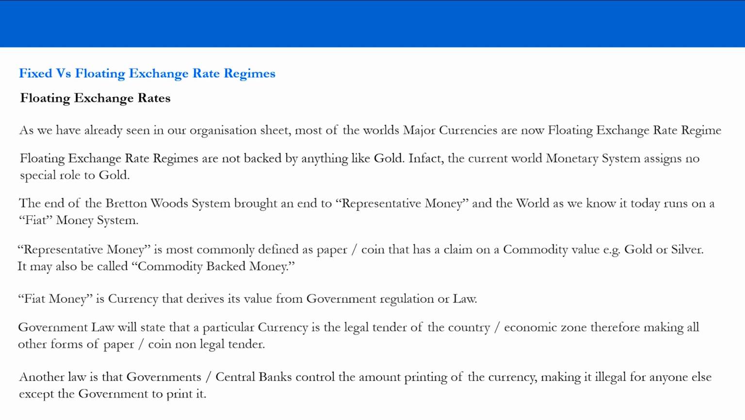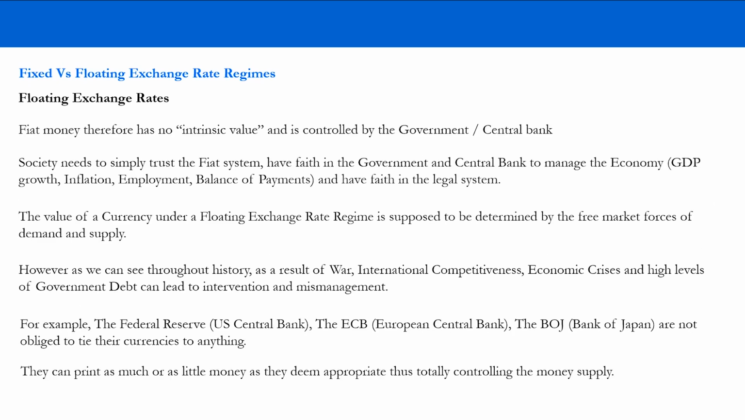Another law is that governments and central banks control the amount of printing of the currency, therefore making it illegal for anyone else except the government to print it. And fiat money basically has no intrinsic value. It's controlled by the government and the central bank. So basically the way a fiat money system works is that society just needs to simply trust the fiat system and have faith in the government and the central bank to manage the economy.